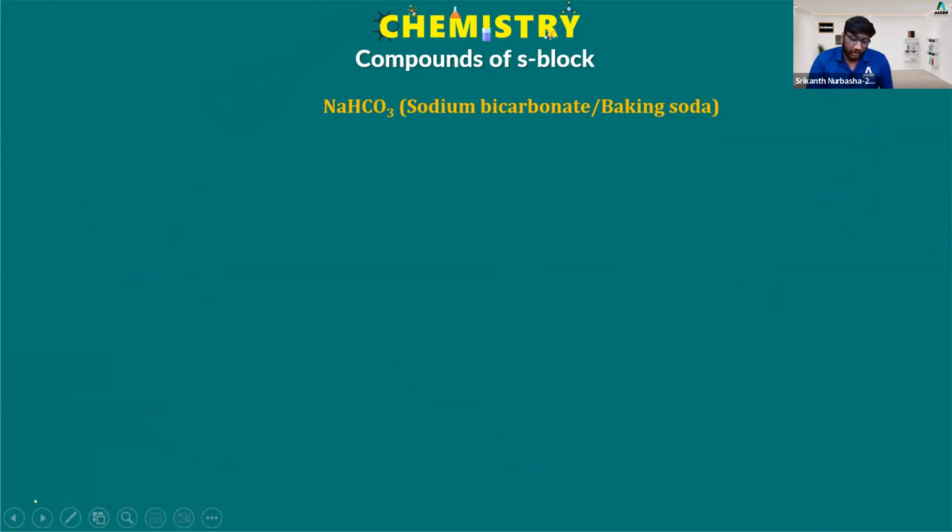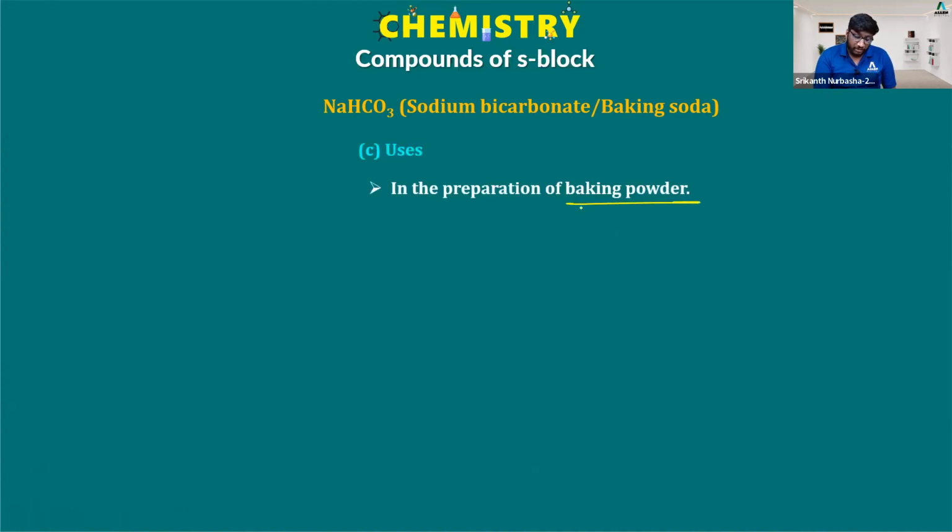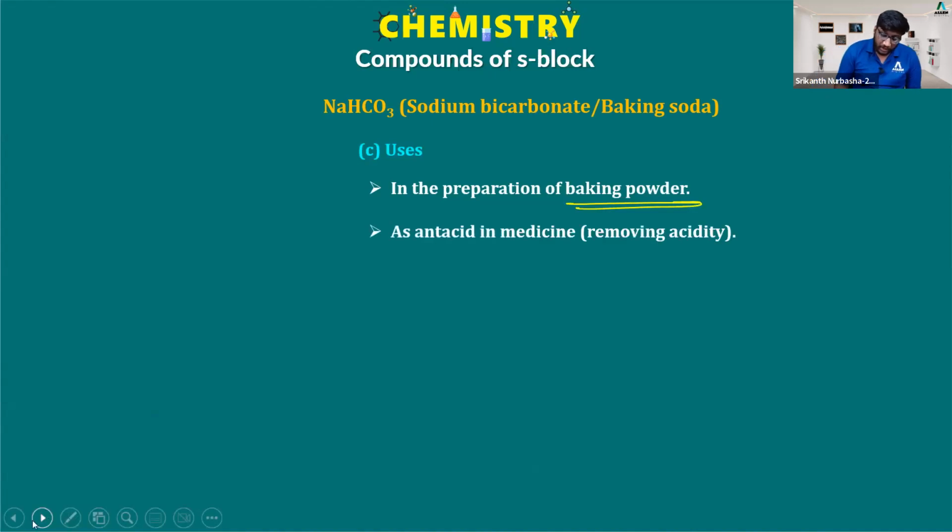NaHCO3, sodium bicarbonate or sodium hydrogen carbonate, baking soda. If you try to think of its uses, it is used in the preparation of baking powder. It is also used as an antacid in medicine, that is, for removing acidity. Before discovering chemicals like Zantac, whatever extra acid was produced in the stomach was removed by taking a base. We have taken bases like NaHCO3.